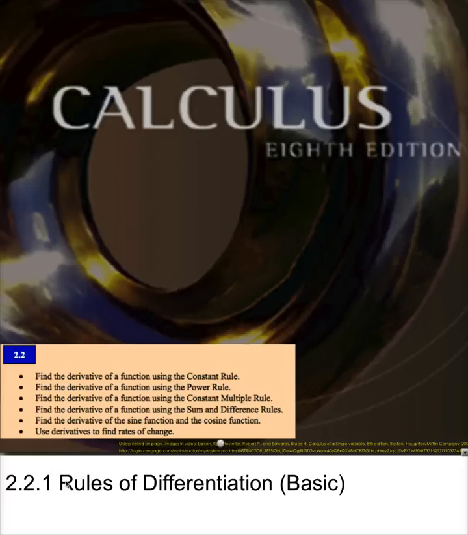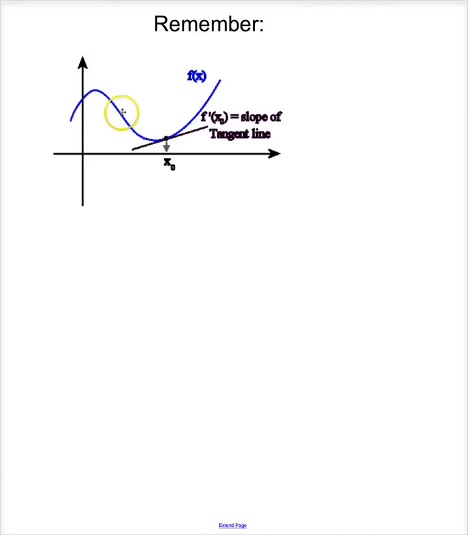Now let's talk about some basic rules of differentiation. First of all, I want you to remember that the derivative is the slope of the tangent at a point. Okay? The derivative tells us how the slope is changing.